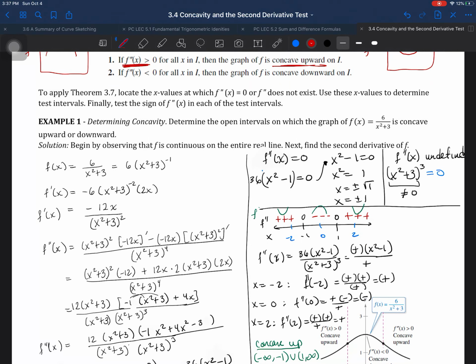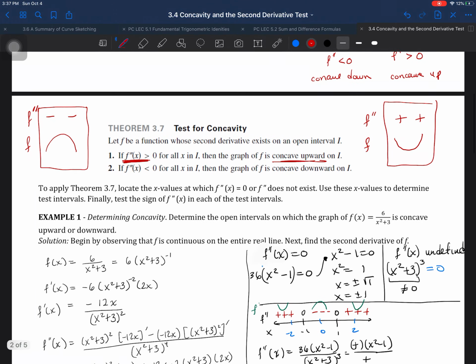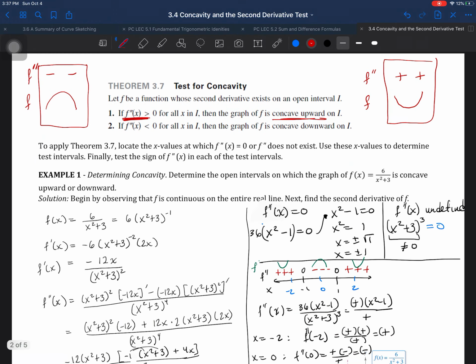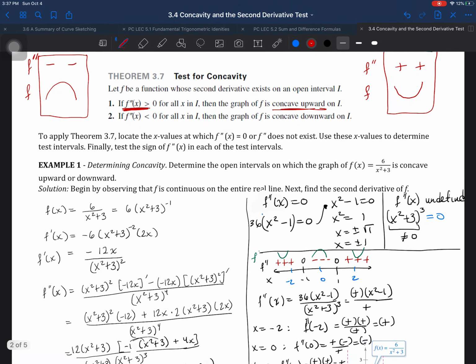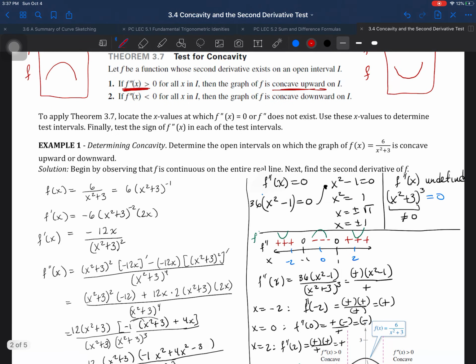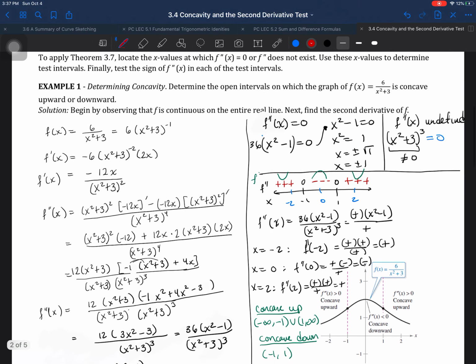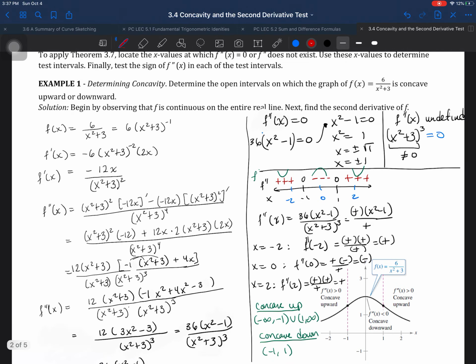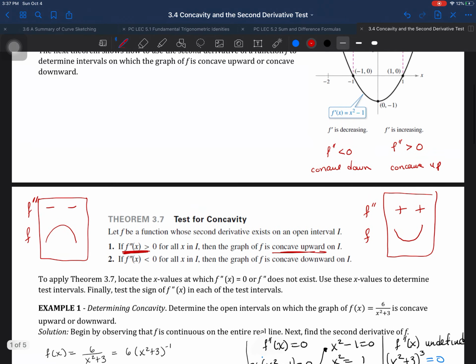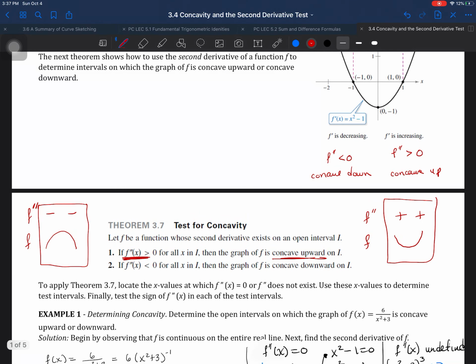So we're going to follow this test to show the concavity of the following function. Determine an open interval on which the graph of the function is concave upward and concave downward. Now we notice something special. We noted that the second derivative has to go, and this is key, from negative to positive. So eventually it has to pass through a 0 second derivative.